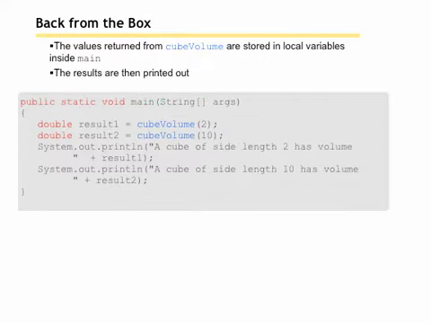When we come back from the black box, we have to do something with that value that is returned. And note in this code example that we have double result1 equals cube volume(2). So we're calling the cube volume method, sending it the side length of 2. It calculates the volume of the cube, sends the result back, and it is stored in result1. Similarly with result2 on the next line.